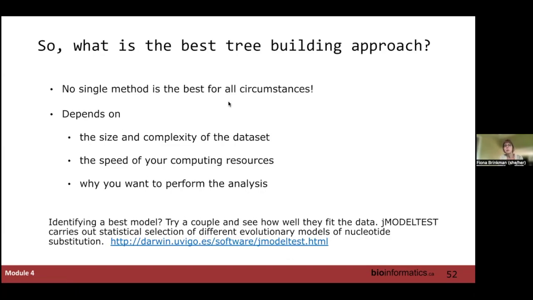Well, there's no single best method. It depends a little bit on the size and complexity of your data set. Obviously, if you've got millions of sequences, you're not going to be able to do a very computationally time-intensive method. The speed of your computing resources can matter, as can why you want to perform the analysis. Are you just trying to look at a couple of sequences?